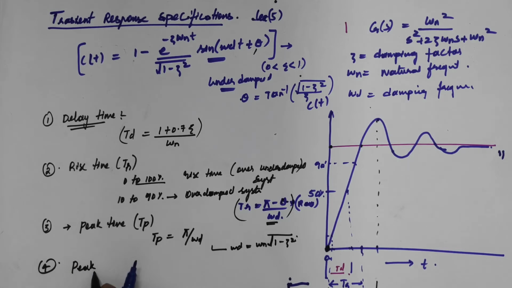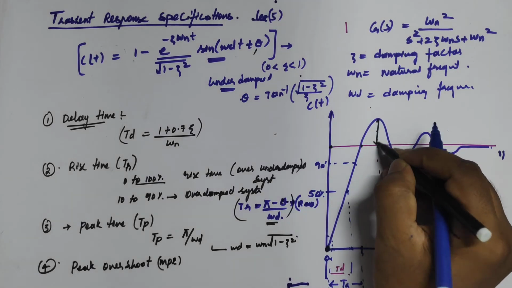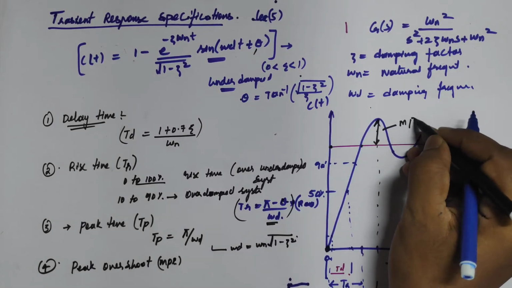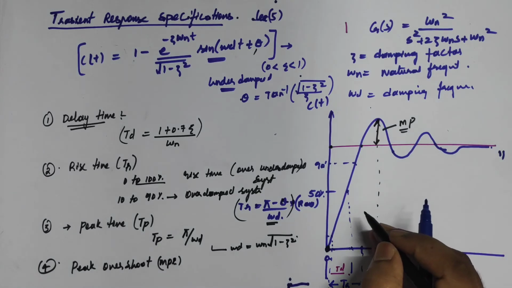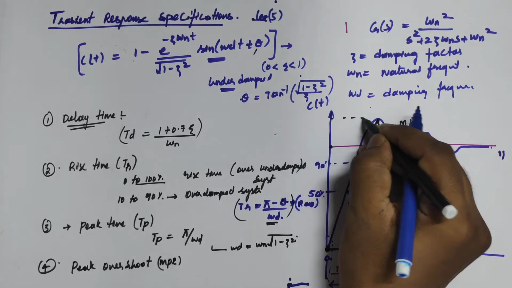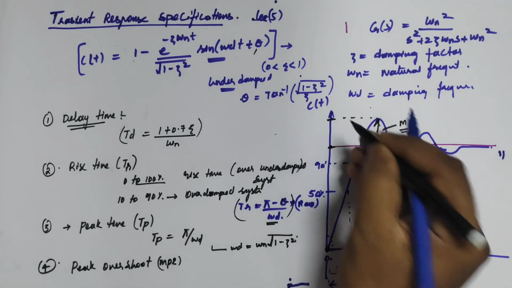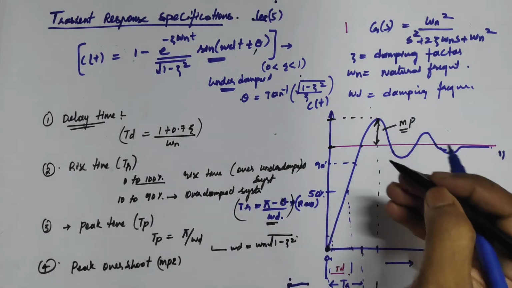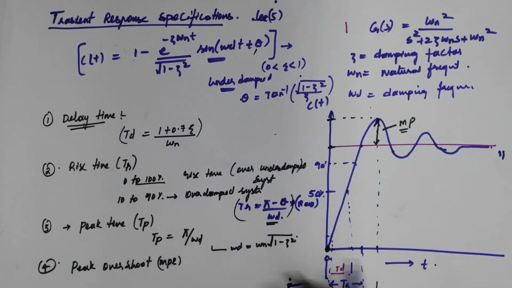Another, the fourth one, we have peak overshoot. The fourth one is peak overshoot, and this peak overshoot is designated like this. So what does peak overshoot mean? This is the peak overshoot. The peak overshoot is the error difference between the first peak and the reference input. So this is the error for the first peak to the reference input. It is called peak overshoot, and mathematically it gives the value of Mp.